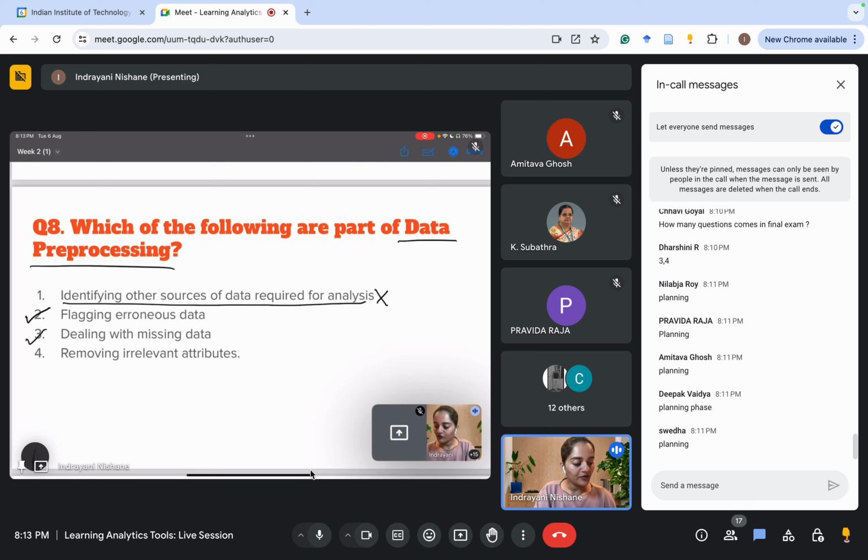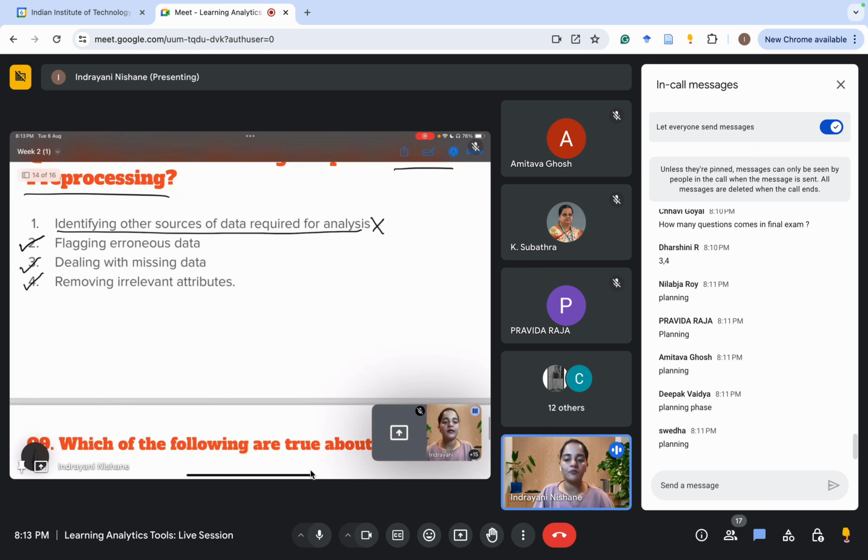So option 4, removing irrelevant attributes. Yes, this is also correct. We have too many things getting captured in log data. Not everything will help us in giving meaningful information about students' learning. So we need to let go of certain attributes which are not contributing towards meaningful feature generation. So this also comes under data pre-processing.